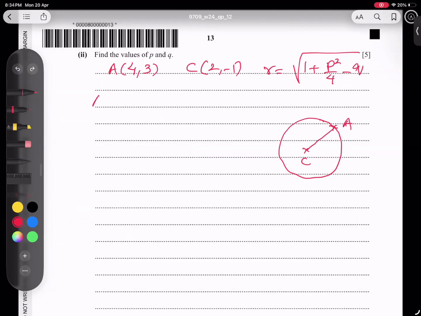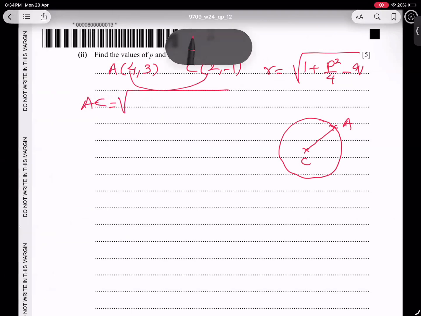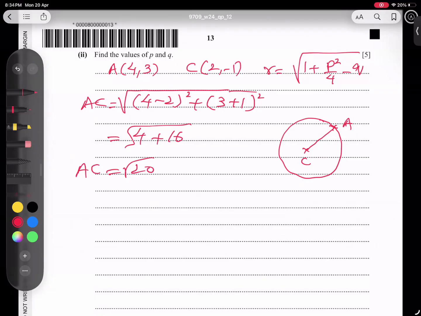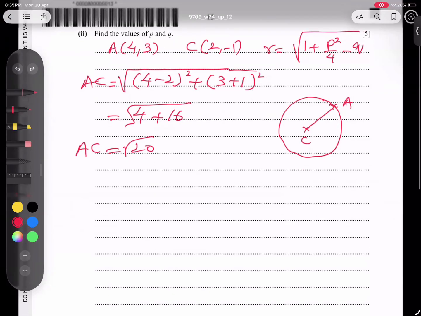So the distance of AC, or I can say the radius from here. I'm writing here AC, which is the square root of (x2 minus x1) whole square plus (y2 minus y1) whole square. So 4 minus 2 whole square and 3 minus (-1) whole square. I'm getting here 2 square is 4 and here 4 squared is 16, so root 20. So I got root 20 as the AC distance, and we know the AC distance is R. I'm going to plug in this and this, and put them equal to each other.